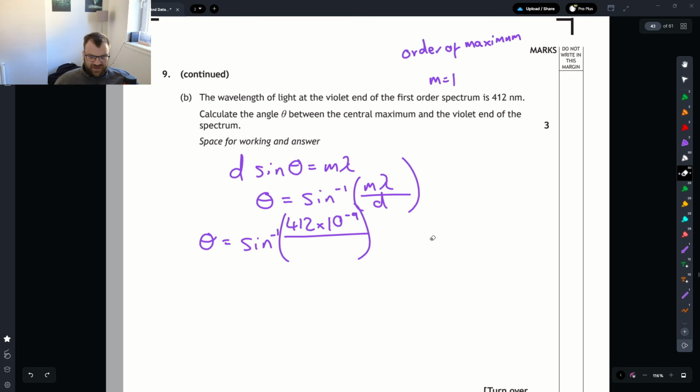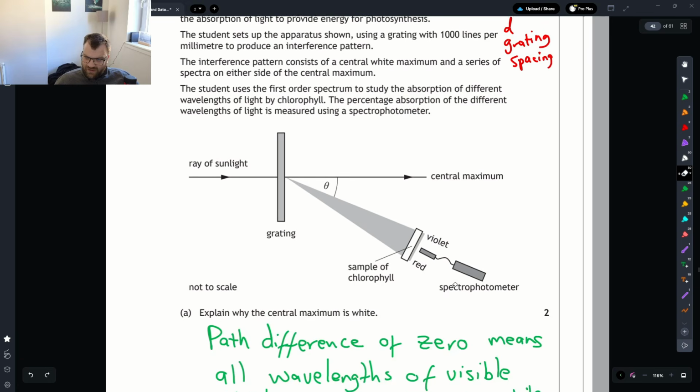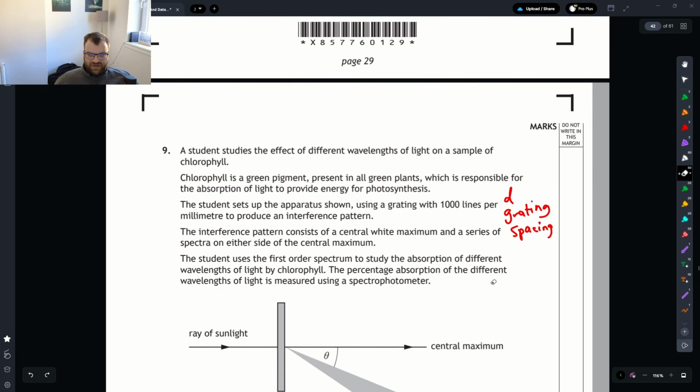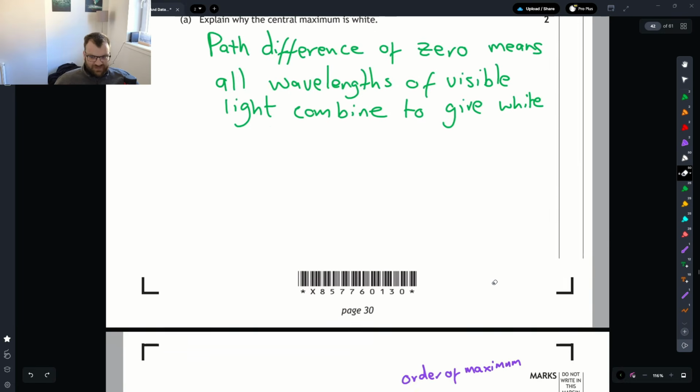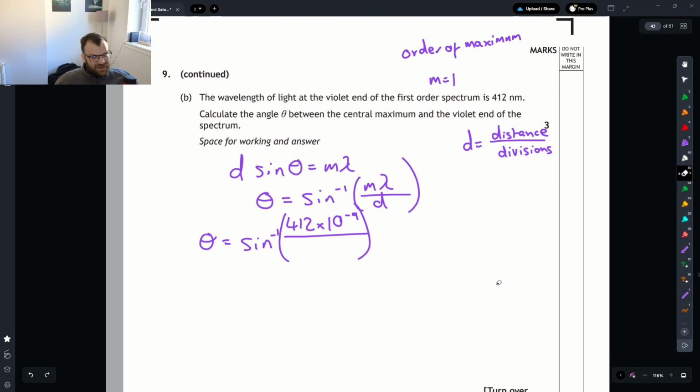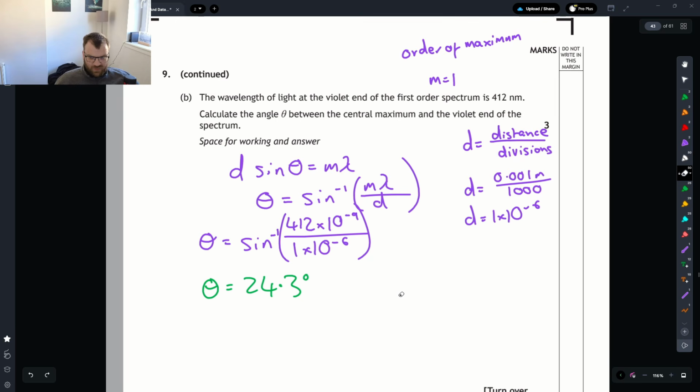At this point, we have to work out the slit separation. Well, we are told up here that we have 1,000 lines in every millimeter. So to get that value, we need to take the distance it covers divided by the number of divisions, which would be 1 millimeter, or 1 times 10 to the -3 meters, 0.001 meters, divided by 1,000, because there were 1,000 slits in that distance. That gives us 1 times 10 to the -6, which if we then put into the calculation, spits out 24.3 degrees as our angle.